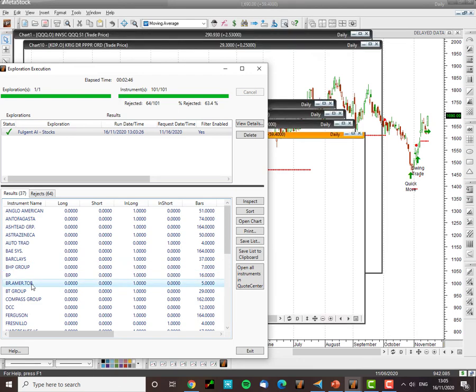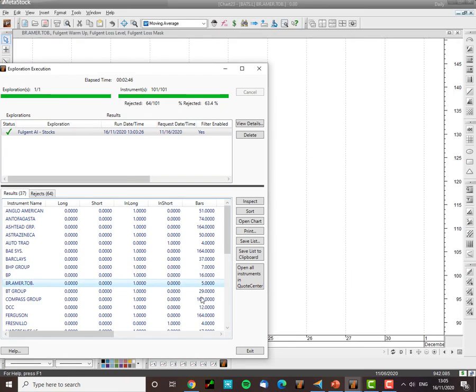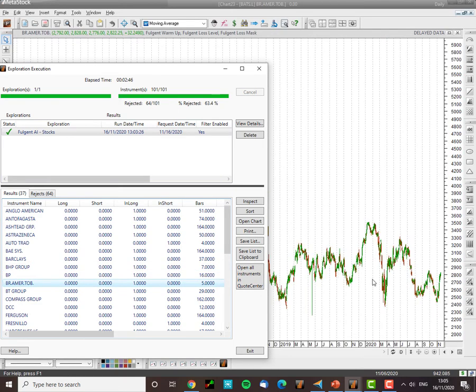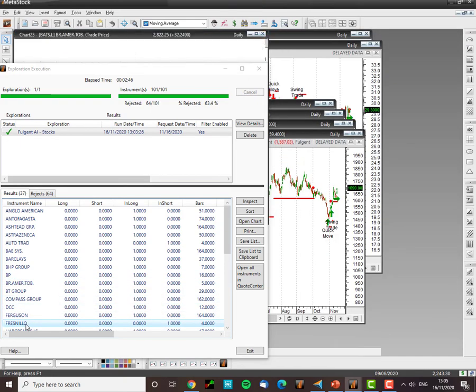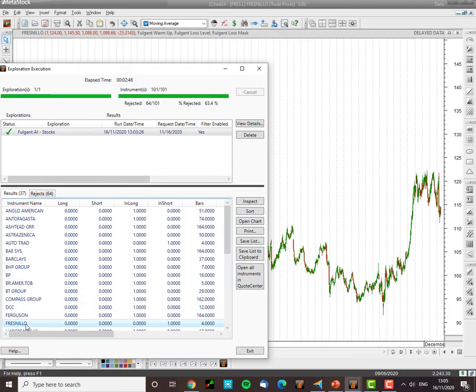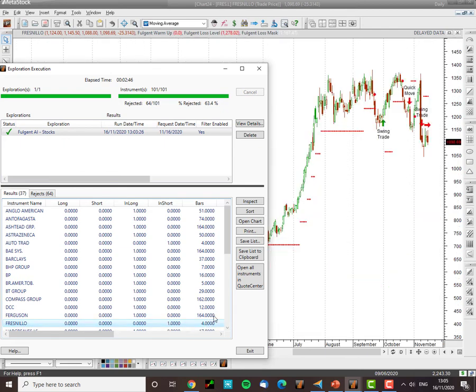The next one is British American Tobacco, 5 days in a trade. The AI is 5 days into a trade there. Huge volatility breakout there. Been somewhat of a choppy trade. The next one is Fresnillo, 4 days into a trade in a short position, actually, interestingly enough. So it thinks this is going to go down.